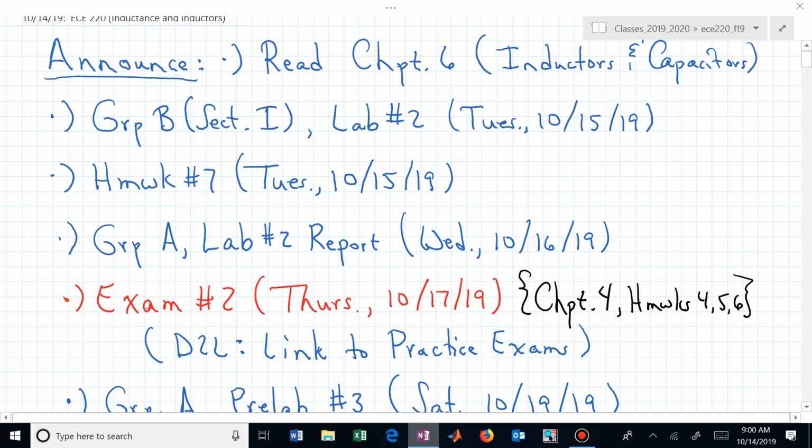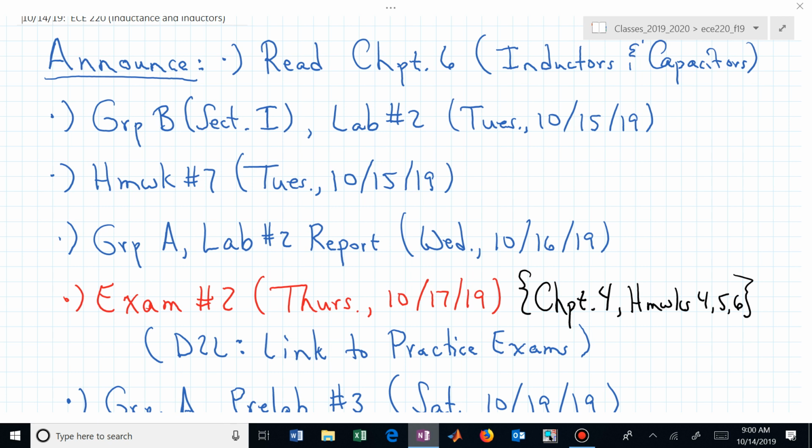We are now starting Chapter 6, and that means you're going to have several different things in your mind at once. We are 2 chapters ahead of where exam number 2 will be on Thursday. Thursday you will be tested on Chapter 4 material, which is consistent with homeworks 4, 5, and 6. Your homework, which is due Tuesday, is dealing with Chapter 5, op-amp material, and today we're talking about Chapter 6, which is inductors and capacitors.